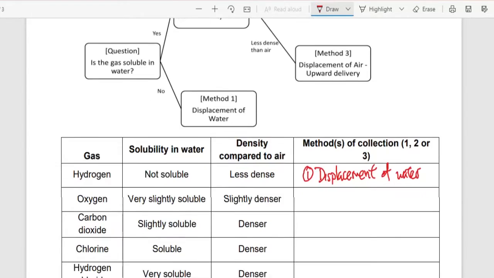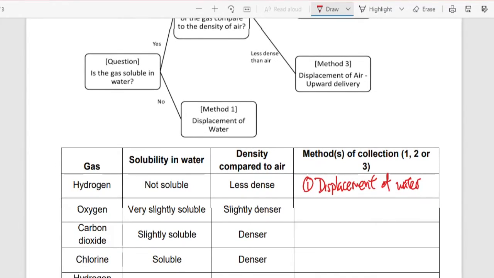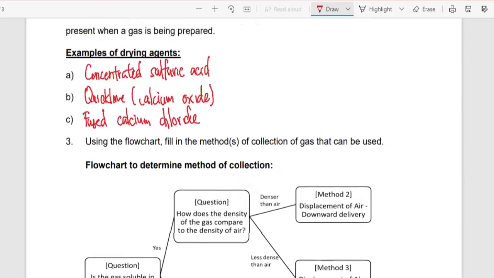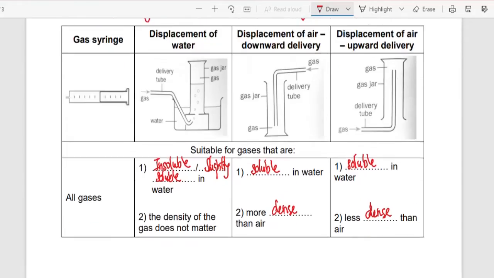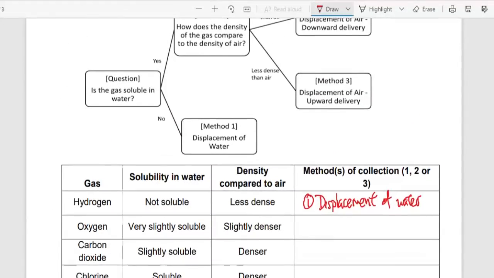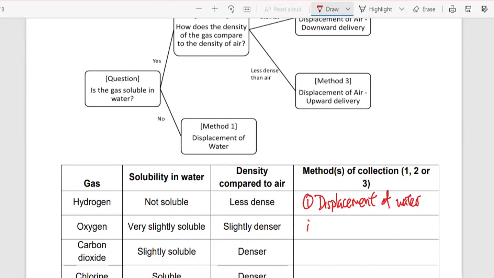Okay, next one. Very slightly soluble, slightly soluble. So we know that if you see the word slightly soluble, remember you go back up, it says that if you want to use displacement of water, as long as it is slightly soluble, we can use displacement of water. So therefore, this is still method 1. Slightly soluble again, method 1.